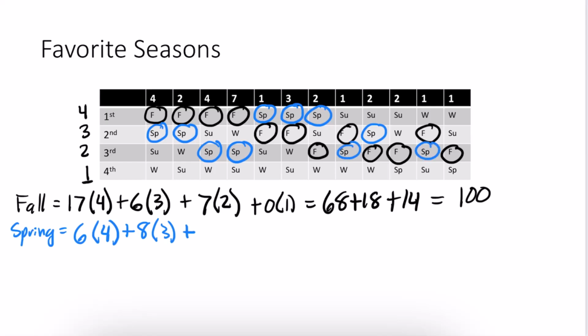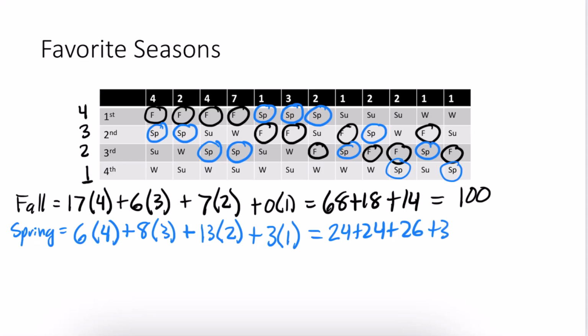And then my third choice votes for spring are 4 plus 7 plus 1 plus 1. And so when I add all of those up, that's going to give me 13 third choice votes, which get 2 points. And for last choice votes, I'm going to have 2 plus 1, which is a total of 3 last choice votes, which each get 1 point. And then I can simplify this and I get 24 plus 24 plus 26 plus 3. And when I add all of those up, it equals a Borda count of 77.